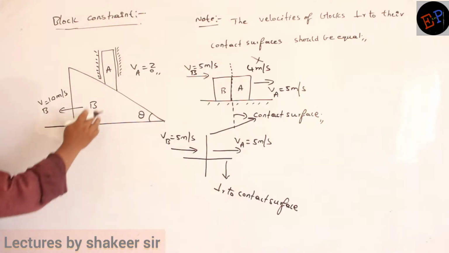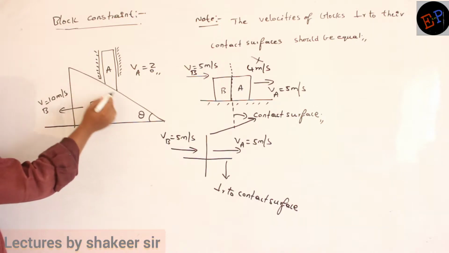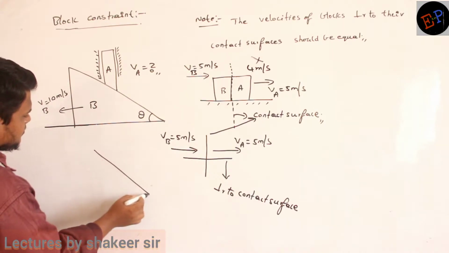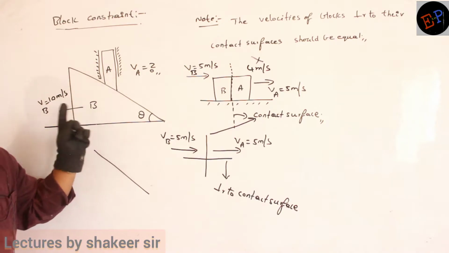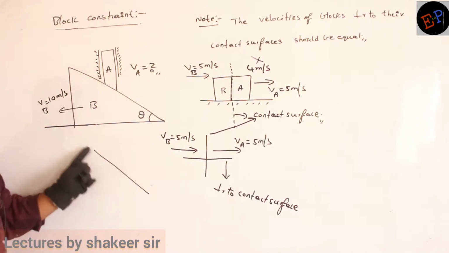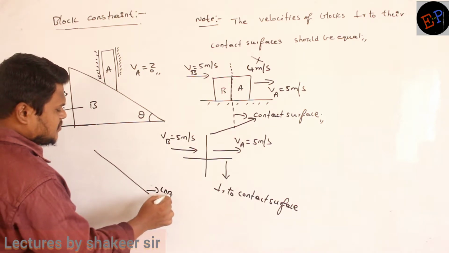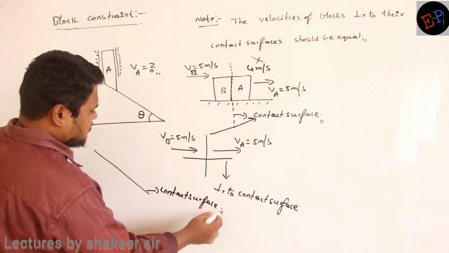See, ma, here block A and block B, where are they touching? They are touching on this line, no? Clear, no? So that becomes my contact surface. This is the line where block A and block B are touching each other. Clear, no? Just draw this line. What is that line? That line is called contact surface. So this is the surface where both of them are touching, no?